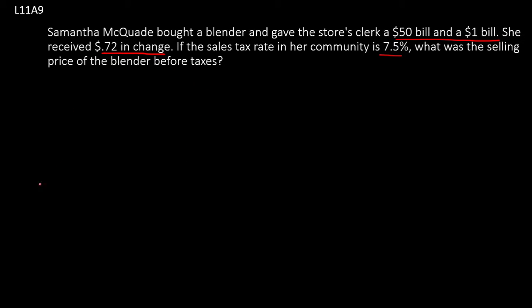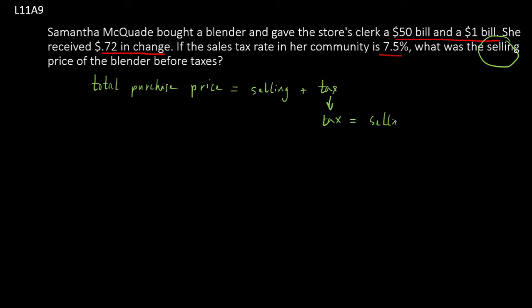Well, remember, I always like to say that my first step is to figure out what they're asking for, which is the selling price pre-tax. Second, I pull out any equations that I might need. So in this case, I know that I'm going to need my total purchase price equation, which is equal to my selling price plus my sales tax. And I'm going to need my sales tax equation. And our sales tax is equal to our selling price multiplied by our tax rate.